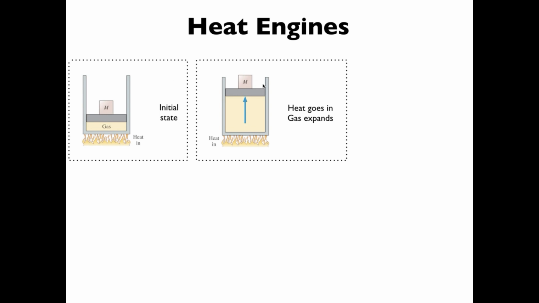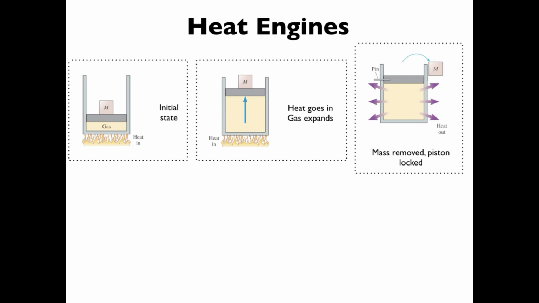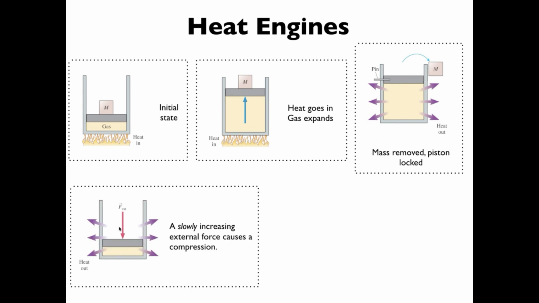Then you lock this piston in place and remove the mass and let heat go out. Well, if you lock the piston in place, that means the volume can't change, which means this is isochoric cooling, okay? Heat's coming out, so you have isochoric cooling from here to here, all right? Then, if you slowly increase the external force, if you push down slowly, you cause a compression, that's going to be an isothermal compression, and slowly is the key word here, okay? So we have isobaric expansion, isochoric cooling, and then an isothermal compression.